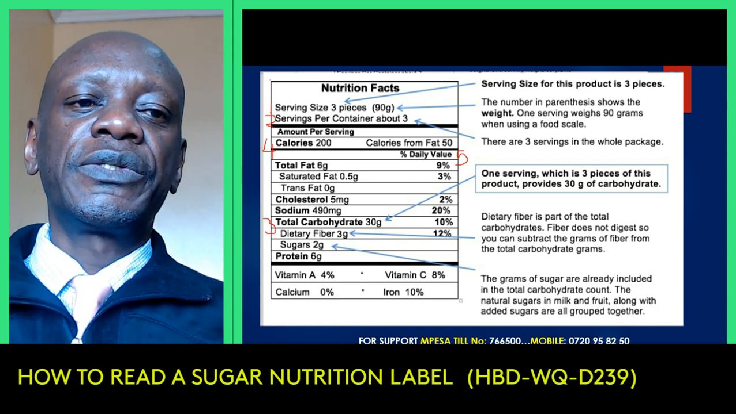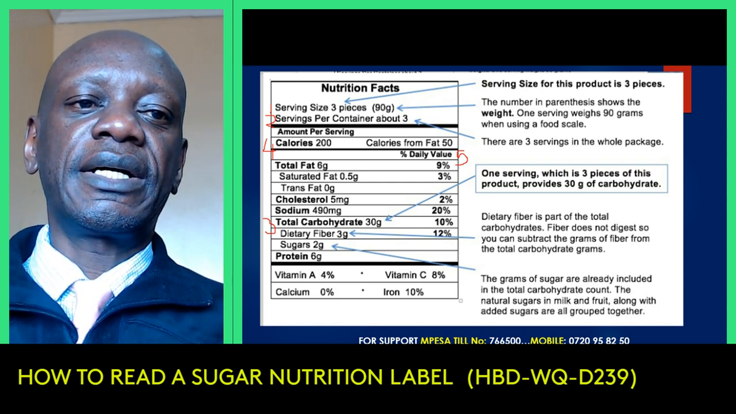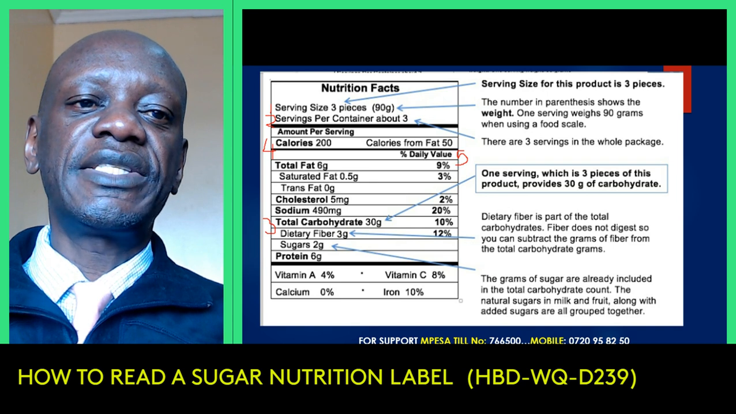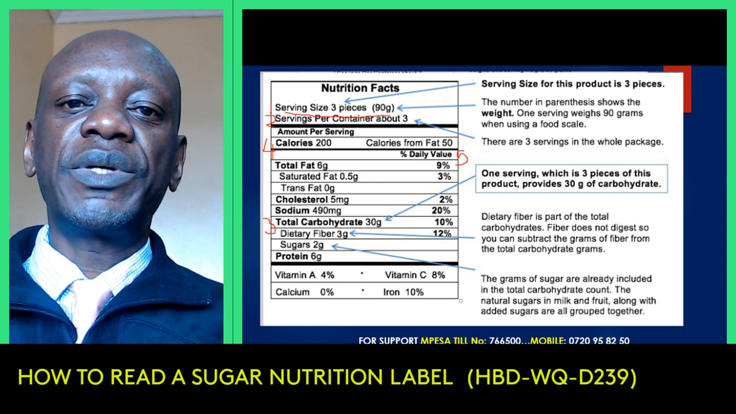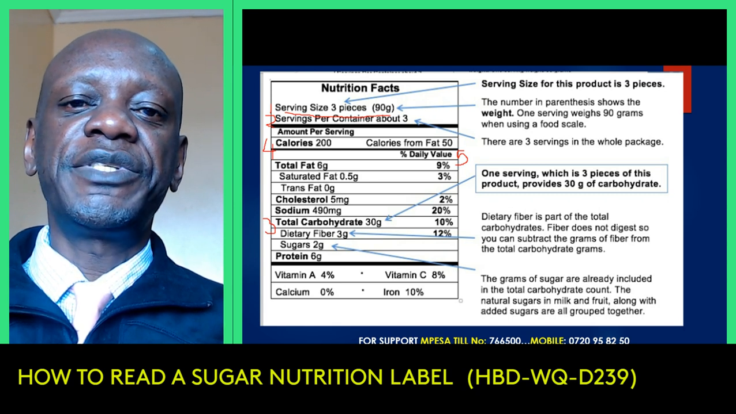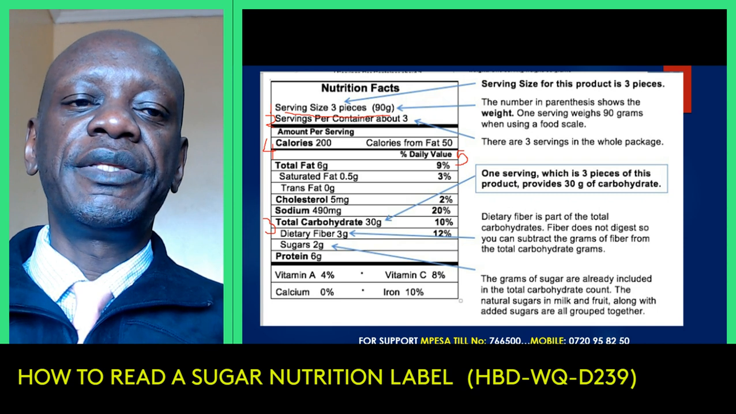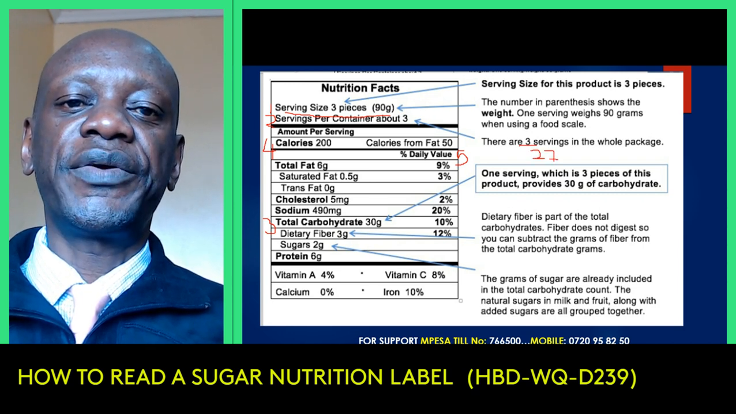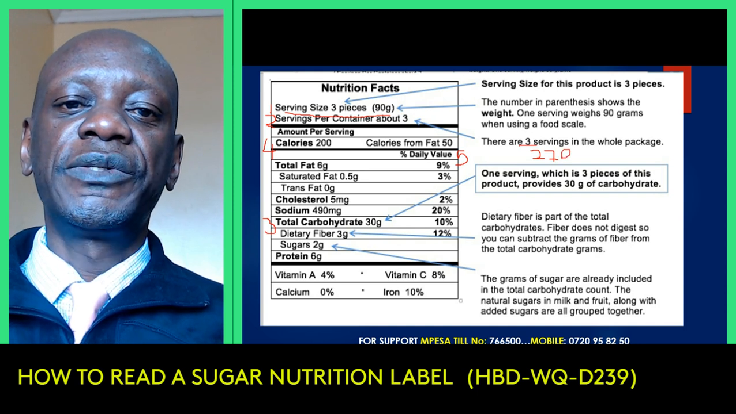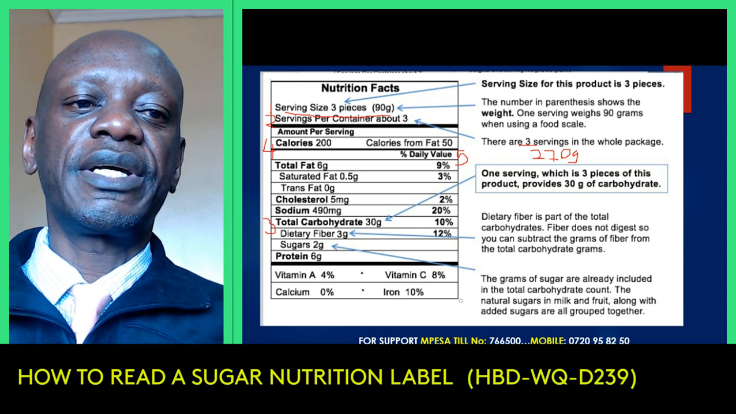So the first thing is the servings. Serving size is 3 pieces, which is 90 grams. So one serving has 90 grams. It means if I consume the whole package or the container here, that will be 3 servings. I'll be consuming 3 times 90, that is 270 grams. Remember, in these 270 grams, I'll be consuming the carbohydrate, the protein, and the fat, as well as the vitamins all together.